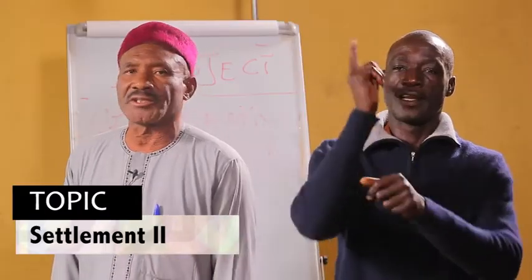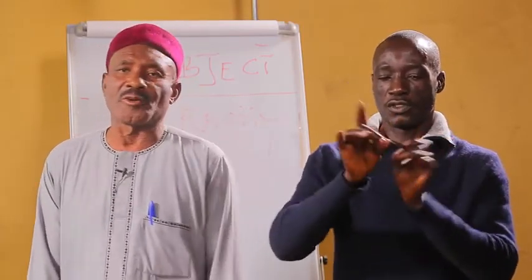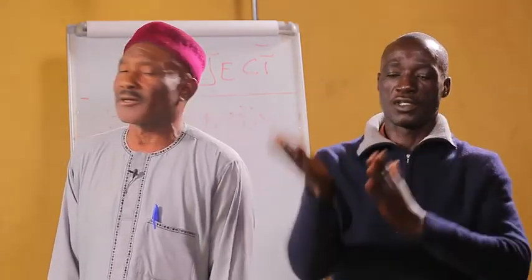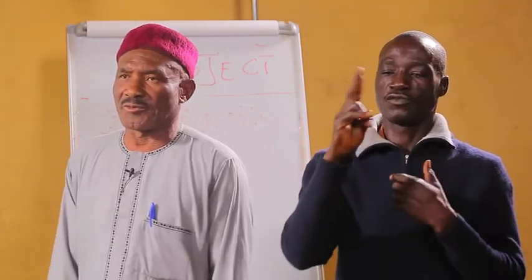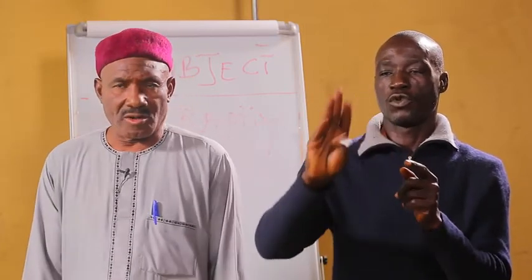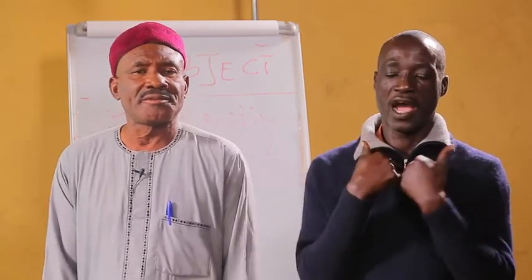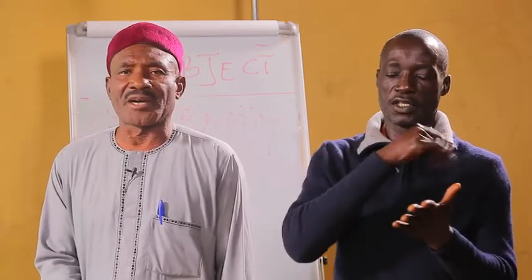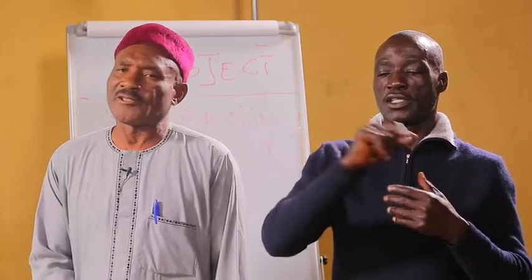In the previous lesson we discussed settlements. We defined settlement as a group of buildings with people living in them and carrying out their economic activities. And we said we have two types of settlement: rural settlement and urban settlement. Under rural settlement, we have the homestead and the farmstead, we have the hamlet, the village, and so on.